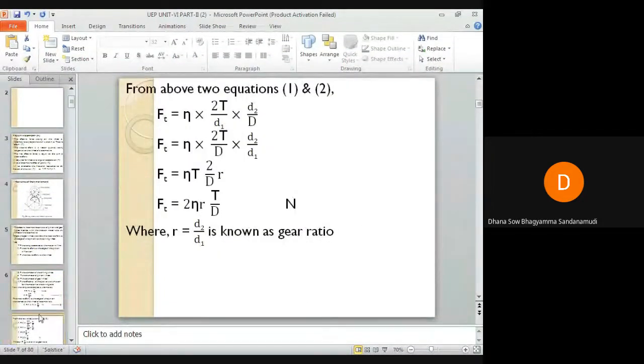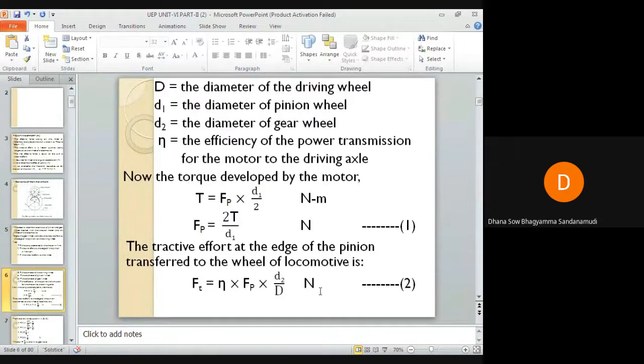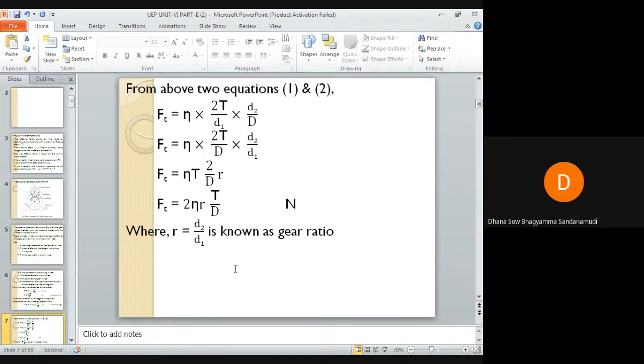Consider this Fp as equation 1 and Ft as equation 2. You can substitute Fp from equation 1 into equation 2, and further rearrange and simplify the terms. Instead of Fp, you write 2T by D1. Rearranging the terms, with D on this side and D1 and D2 on that side, you get eta into 2T by D into D2 by D1.